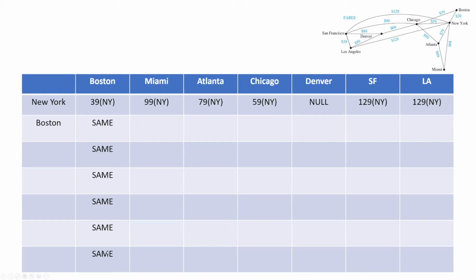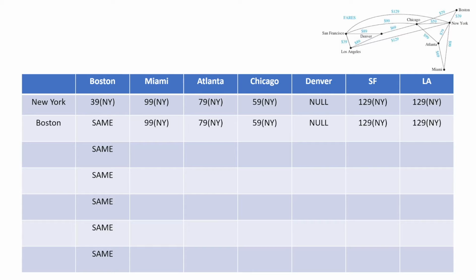All the rest of the values for Boston are going to be 39, so we can just set that as the rows all the way down. Miami, the closest distance is still 99 from New York. The same goes for Atlanta. Chicago, we still cannot reach Denver from Boston. San Francisco, the shortest distance is still $129, and the same goes for LA.